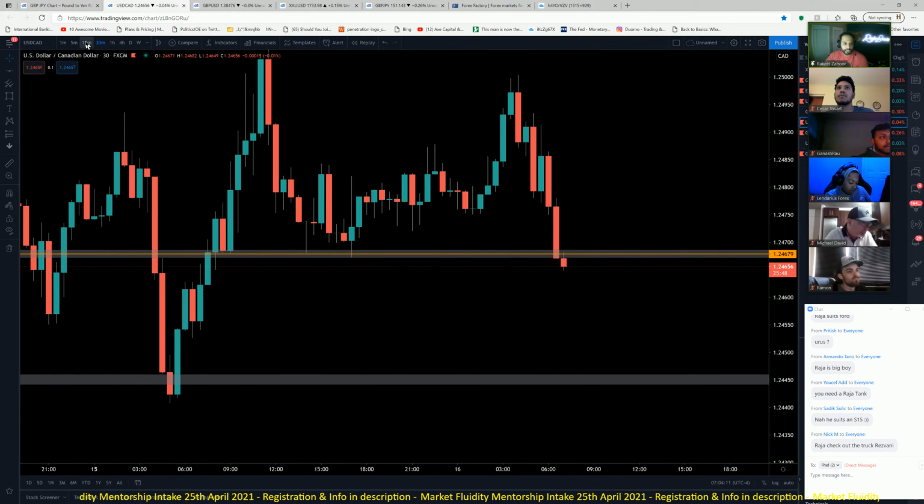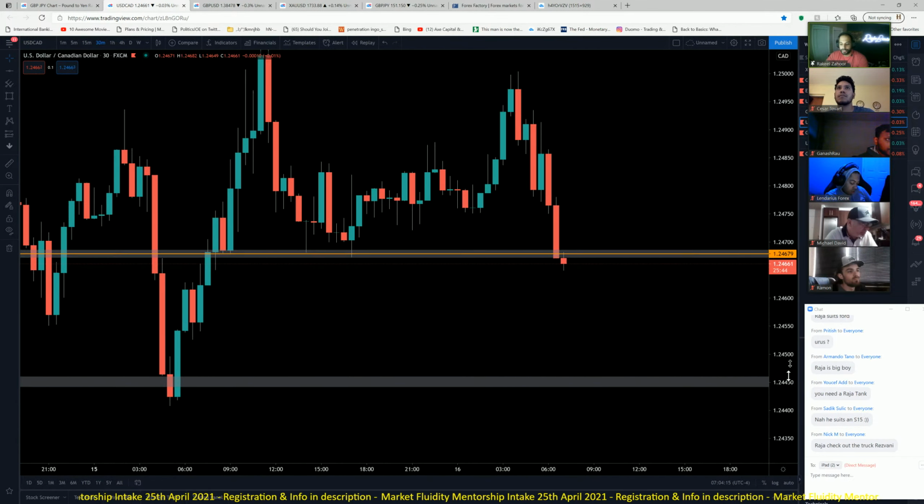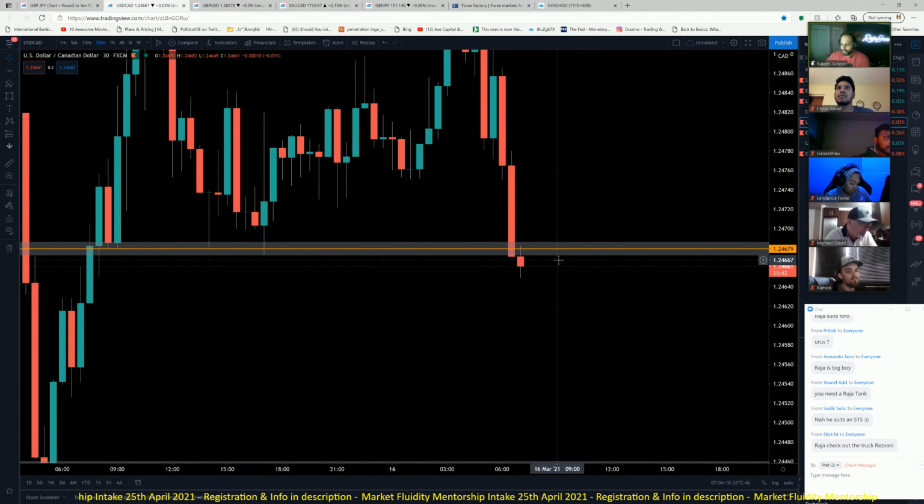USD CAD is breaking down. Previous candle closed with no wick at the bottom. So it's a very tricky situation over here. Closed with no wick at the bottom.